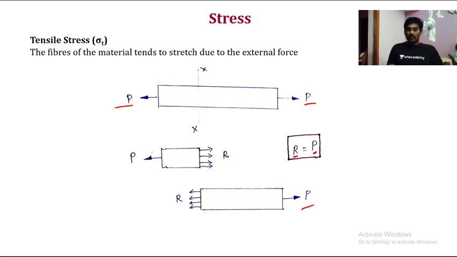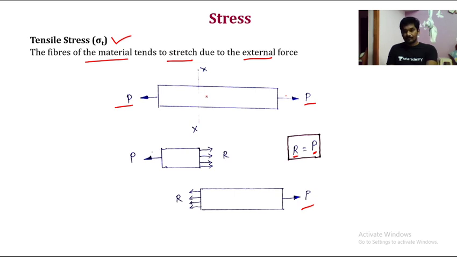So if you apply any kind of load, the material will offer a resistance to that load. That resistance is called stress. Resistance per unit area is called stress. When the load is applied away from the component along the longitudinal axis, it is called a tensile load. The stress created due to the tensile load is called tensile stress, represented as sigma t. The fibers in the material tend to stretch due to the external force.